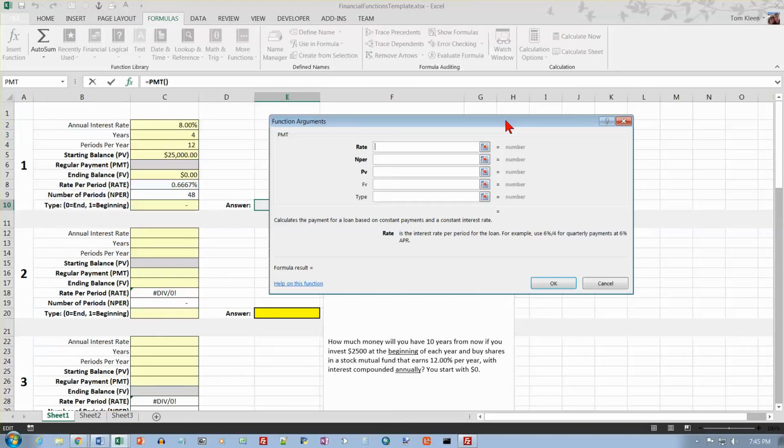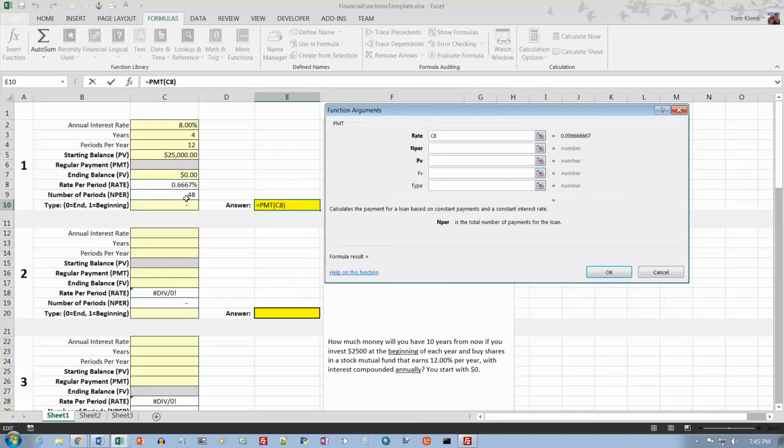The rate is always the rate per period. Number of periods is always this number here, not necessarily the number of years. Usually not the number of years, because usually we're doing 12 periods per year. Present value in a loan is always the amount that you are borrowing. The future value is almost always zero. And then the type is going to be this 0 or 1 down here.